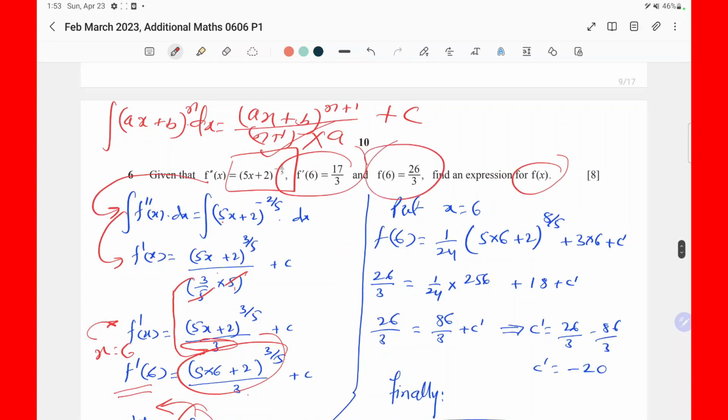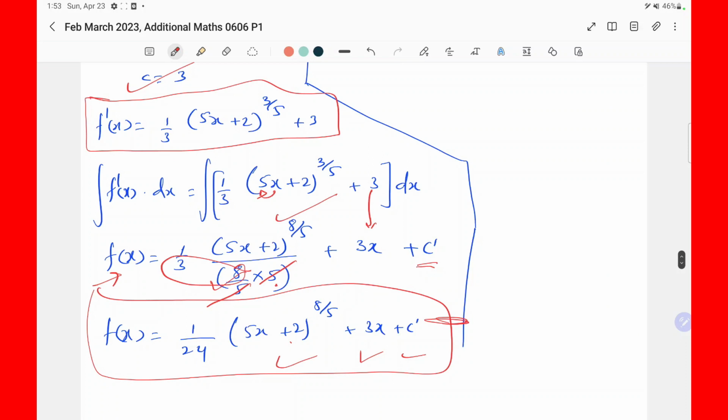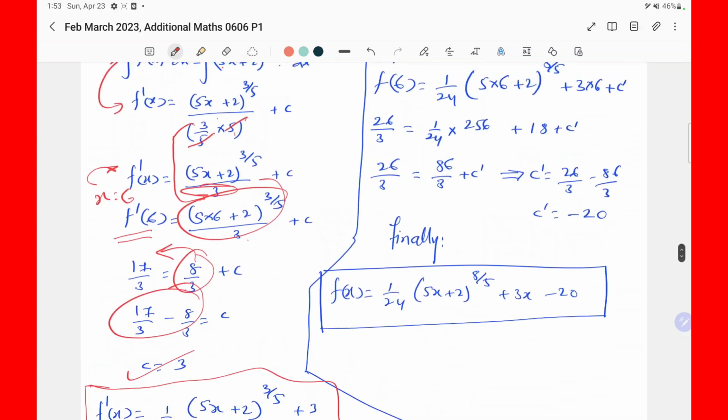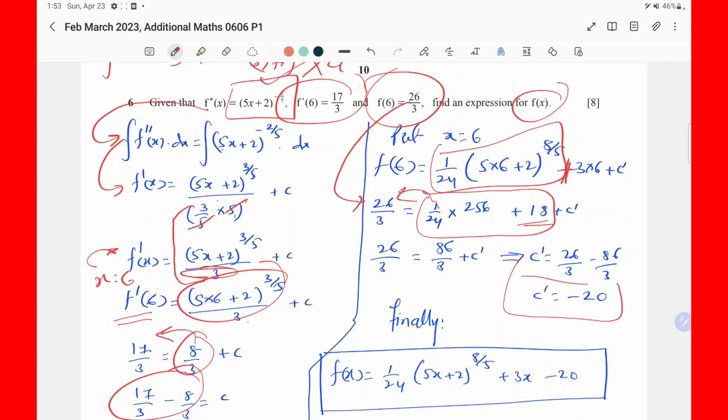Now f of 6 is 26 over 3, which is given. So just put x equals 6 here. So 1 over 24, (5 times 6 plus 2) to the power 8 over 5, plus 3 times 6, plus c dash, and f of 6 is 26 over 3. Just calculate this. You will get 1 over 24 times 256, plus 3 times 6, which is 18. Now just calculate, take everything to the left side, and finally c dash you will get as minus 20.